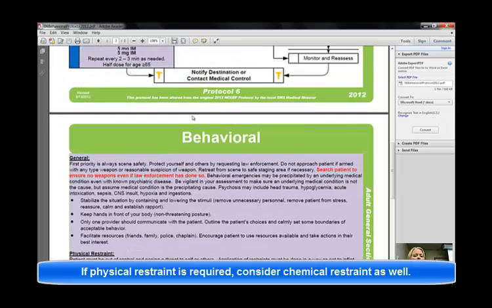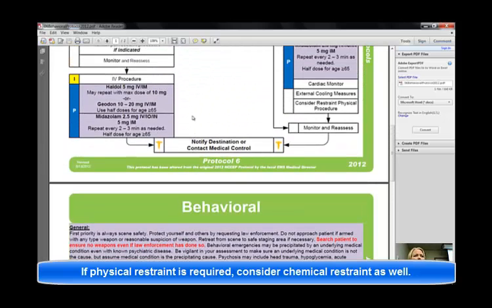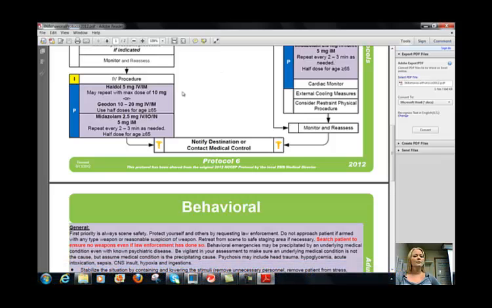Yeah, and you no longer have to call for Geodon. You can give it IV or IM now. For the most part, if you've got a patient freaking out, it's probably going to be safer for you to give it IM, but you can give it IV.